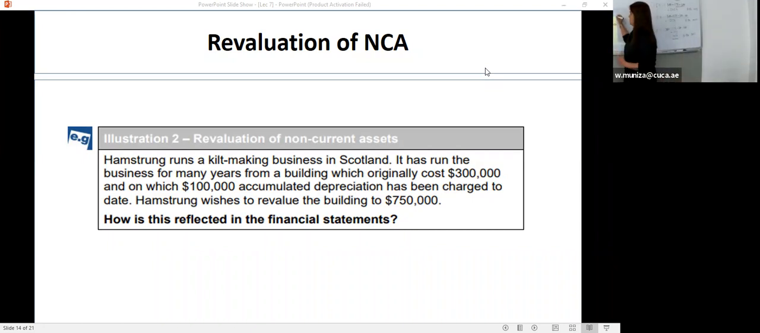What is the carrying value, students? 300,000. What is carrying value? Mariam, carrying value क्या होती है? Formula क्या है carrying value का? Cost minus accumulated depreciation. So carrying value क्या हुई? 300,000 minus 100,000. कितनी हुई? 200,000. What is the difference between carrying value and the revalued amount, students?